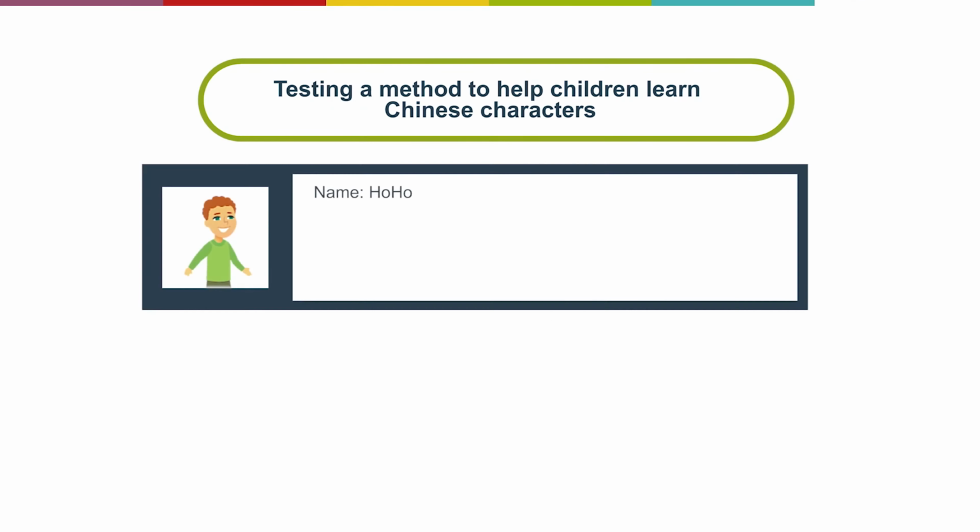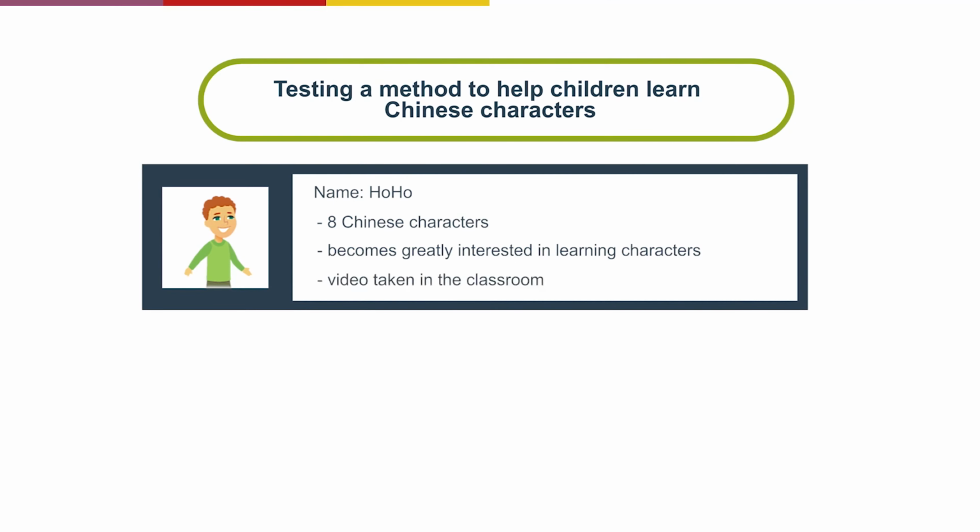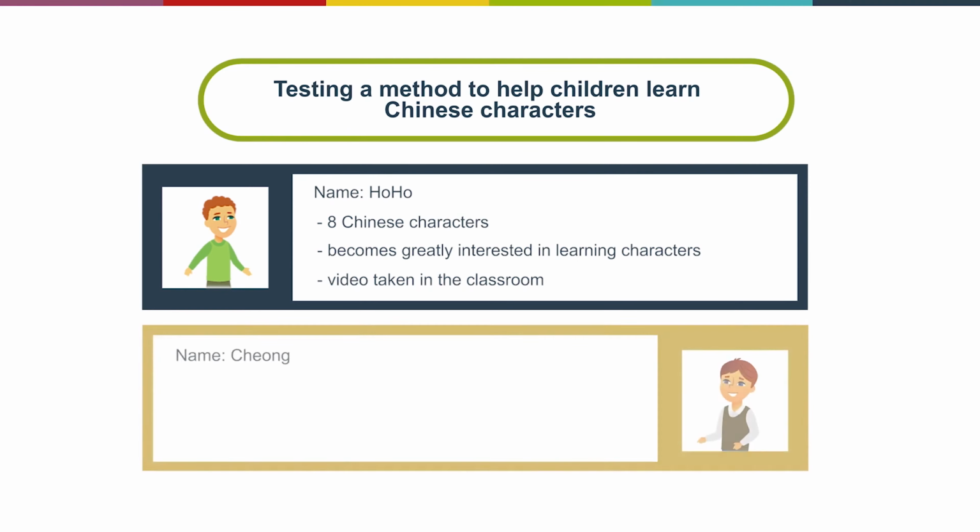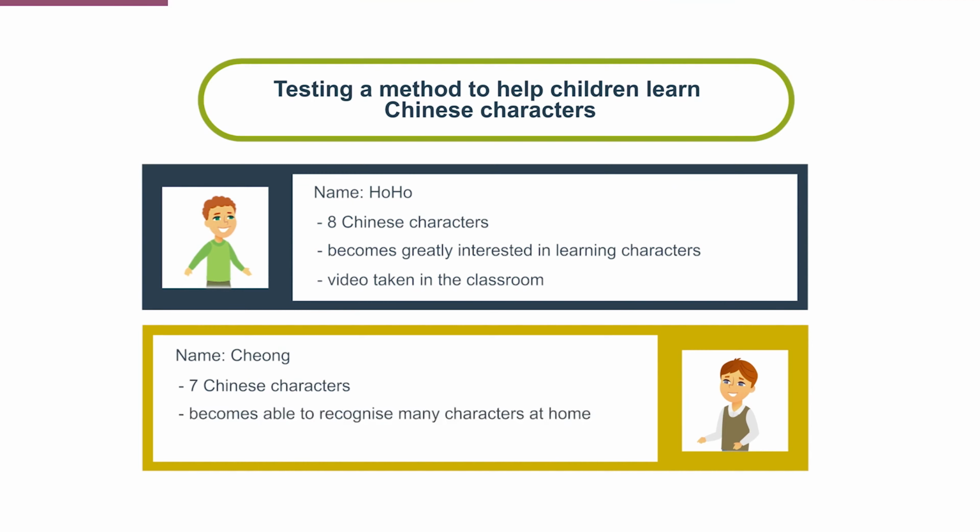One child in the experimental group, Ho Ho, learns 8 characters and becomes greatly interested in learning characters. This can be seen in the video taken in the classroom. And another child, Chang, learns 7 characters. His parents report during an interview that the child recently becomes able to recognize many characters at home.